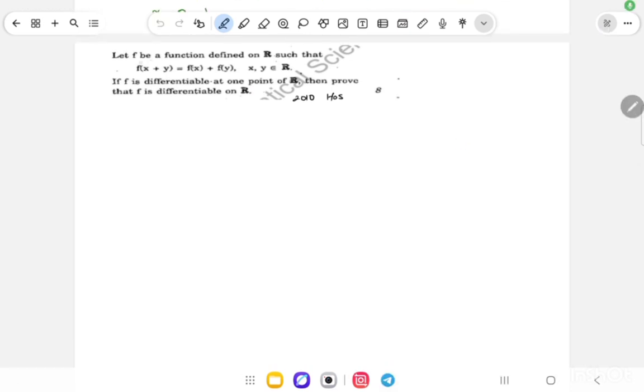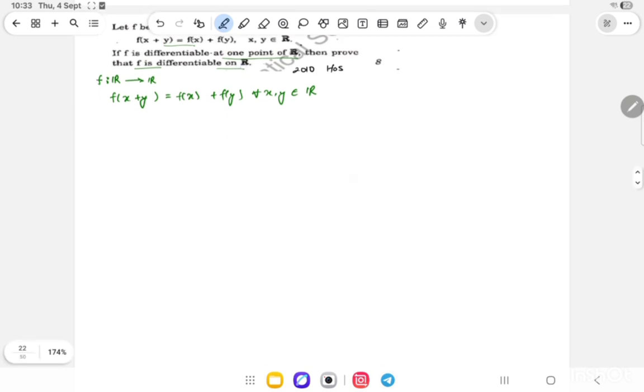In this question it is given that f is a function defined on R, f from R to R. It is given that f of x plus y is equal to f of x plus f of y for all x and y in the real set. It says that if f is differentiable at one point of R, then we are supposed to prove that f is differentiable on whole R.